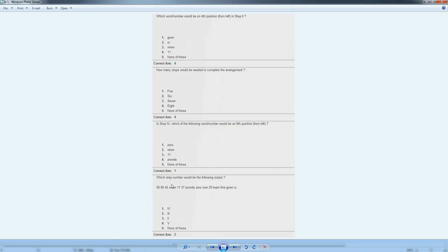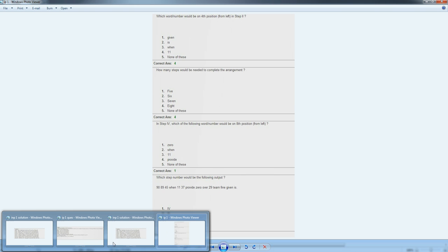And the last question they ask is, which step number would be the following output? Just check how many words or numbers or values are arranged in the input according to the rule we have to follow, and we find only 3 numbers and 3 words are arranged, so the answer should be step 3. But in the exam you need to check whether all the other elements appear in the same order as they appear in the given input question or not.